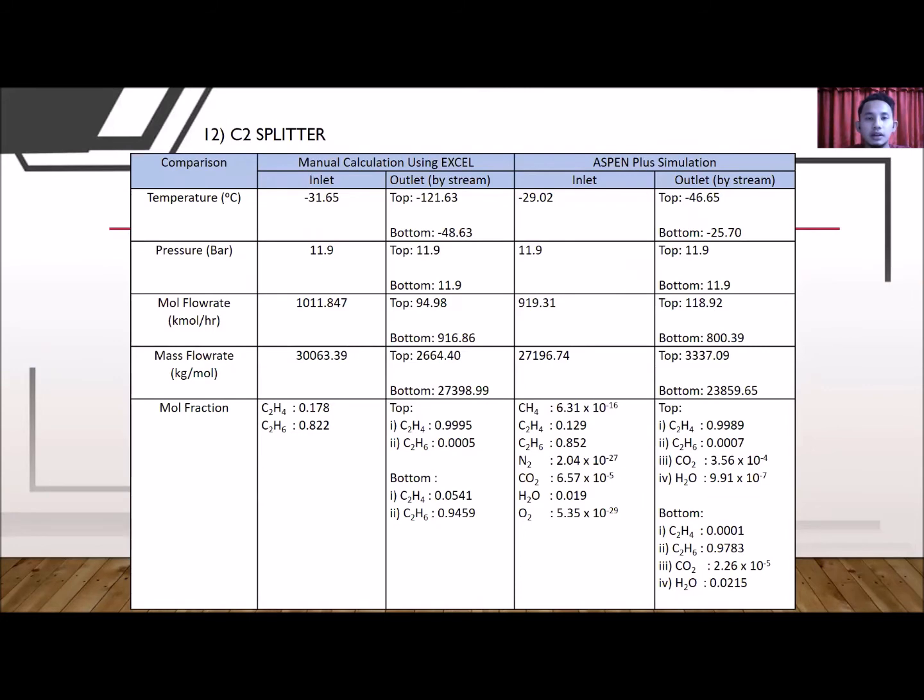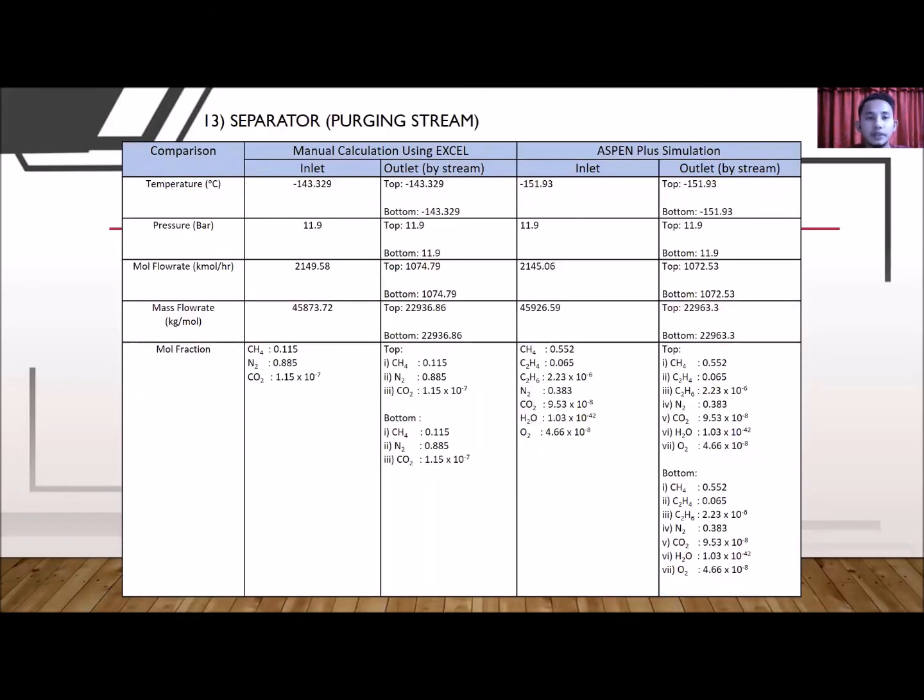So it is slightly different in the temperature for the inlet. Same as this demethanizer, we have neglected some of the components, which are methane, nitrogen, carbon dioxide, water, oxygen, since their mole flow rate were very low. This decision leads to the slightly different mole and mass flow rate for both inlet and outlet stream and the total mass. So next, the next one is the separator, which is involving purging stream.